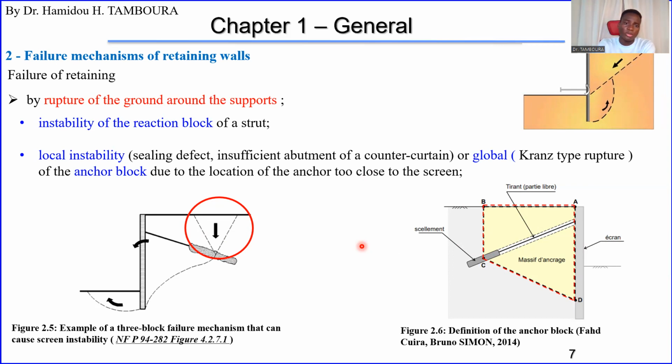How about this case? What is the problem with this case? In what situation may this kind of failure happen? This happens mainly when this support or anchor is very short, near the wall. So we need to drag the line continuously far away from the wall itself.